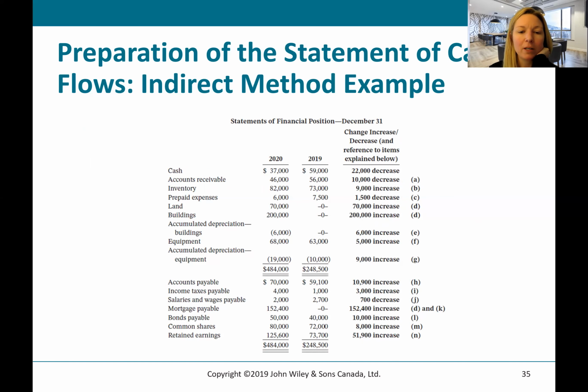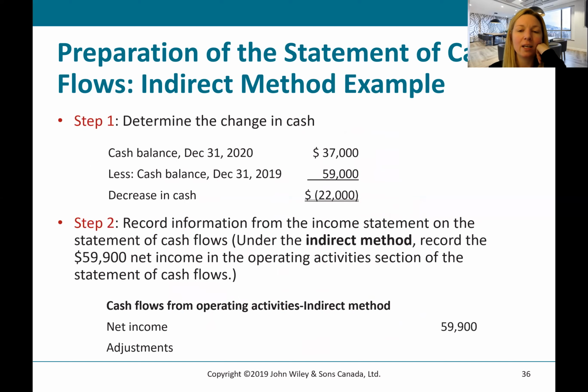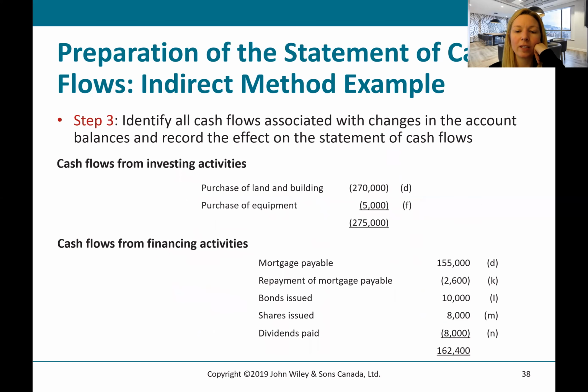So we've got bonds payable. So the bonds payable increased by 10,000. So we must have issued a bond to our investors because we have a bond payable to them now of 10,000. So that's our 10,000 there.